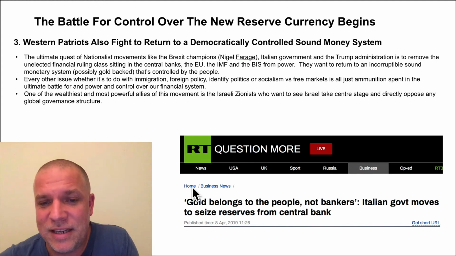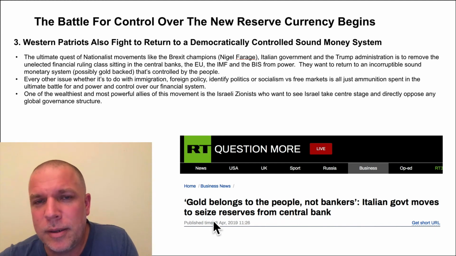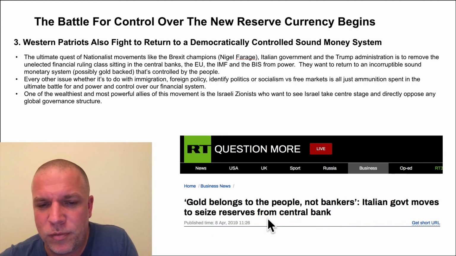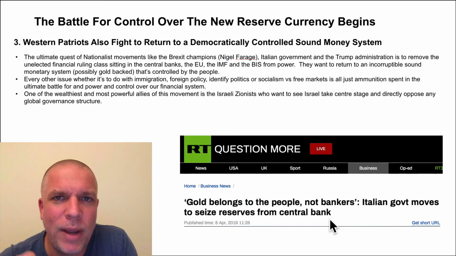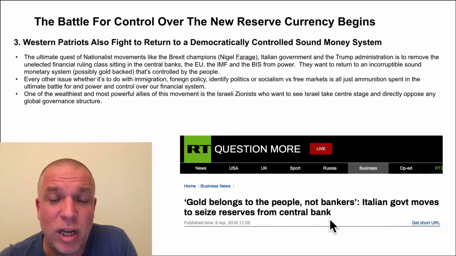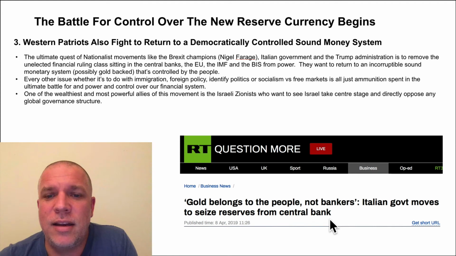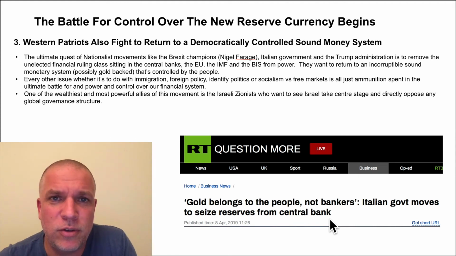This article I've got from RT here I thought was interesting. It's the Italian government trying to remove some power from the central bank and making the point that gold belongs to people, not the bankers. The Italian government moves to seize reserves from the central bank, it's saying here. But you're seeing a real battle going on. The central bank in Italy is really being challenged. And I believe the central bank in the US and the Trump administration will possibly be challenged. I mean, it is being challenged already, but I think that similarly that battle may spread into the US soon. Certainly, I think if Trump wins another term, that battle may really ratchet up.